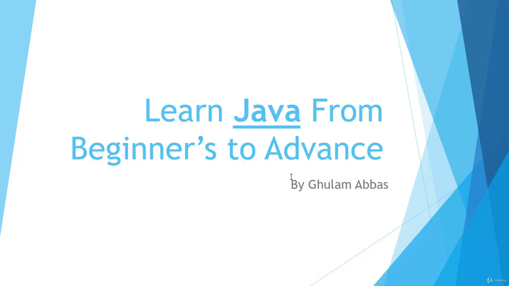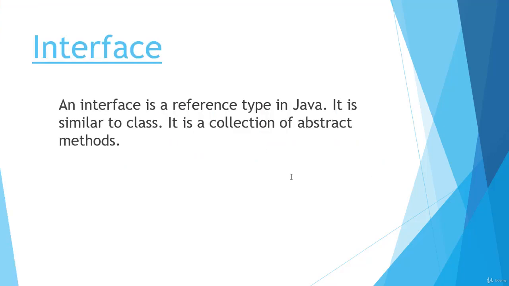Today in this video we are going to discuss the interface. An interface is a reference type. In Java it is similar to a class. It is a collection of abstract methods. In our previous videos we discussed abstract classes, abstract methods, and abstraction. An interface is related to abstraction. It is a pure example of abstraction. So in this video we will focus on the interface.